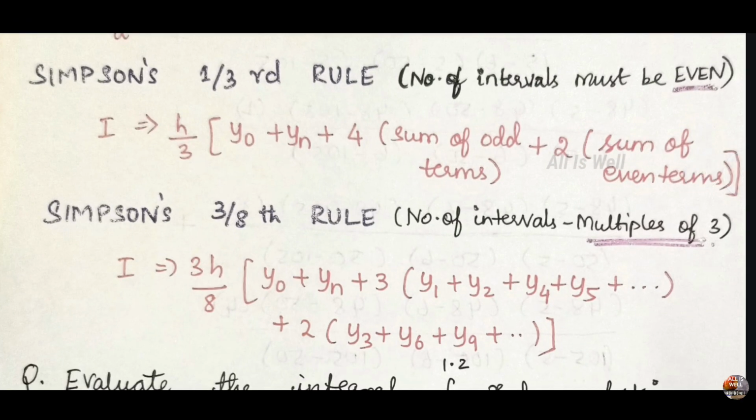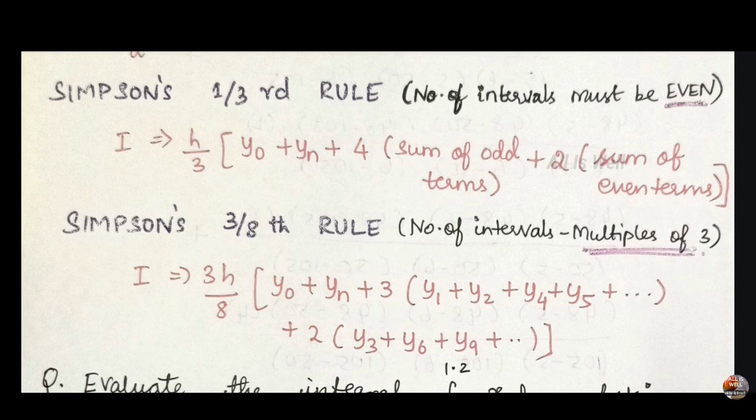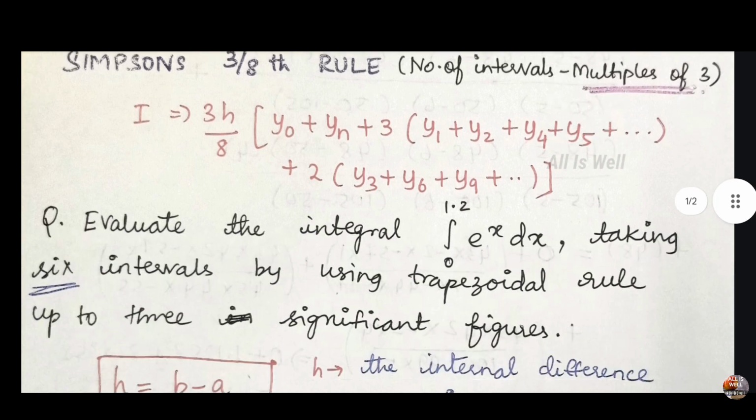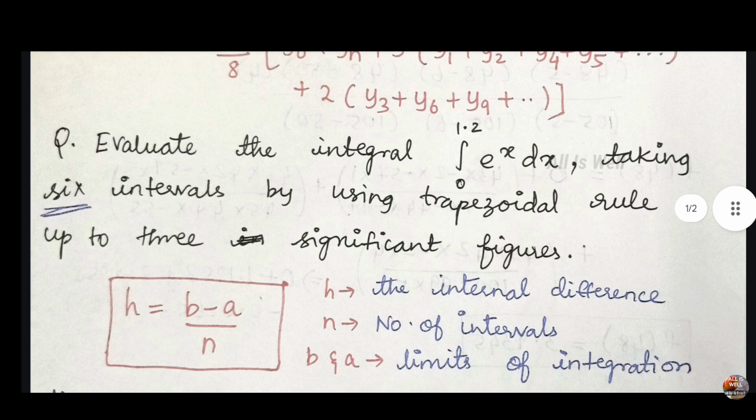The next method is Simpson's 3/8 rule. Here the condition is the number of intervals must be the multiples of 3 and the integration formula equals 3 into h by 8 multiplied by initial value of y plus final value of y plus 3 into summation of all the values of y except the multiples of 3 values, that is y3, y6, y9 should not be considered. Then plus 2 into y3 plus y6 plus y9, that is all the multiples of 3 values should be considered here. Now let's get into a question.